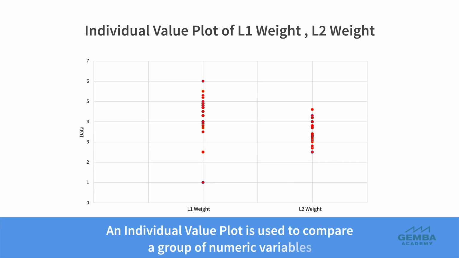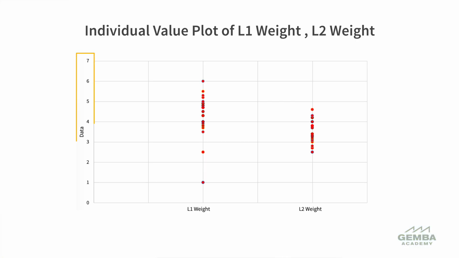We can use individual value plots to compare a group of numeric variables. With these types of graphs, our vertical, or y-axis, represents the scale of data. Each data point is then plotted accordingly. In this example, we see that the part weights from line number 1 seem to be, on average, heavier and more variable than the parts from line number 2.